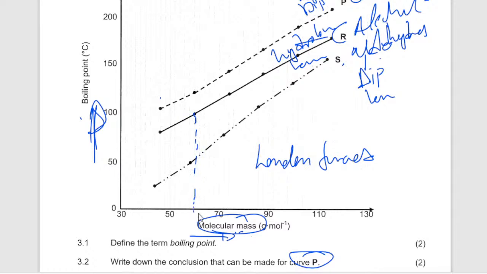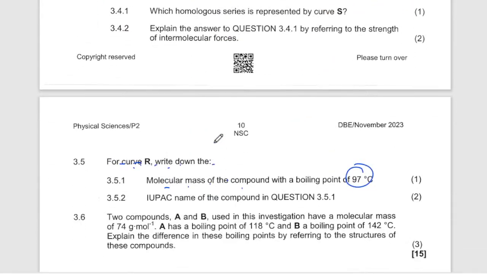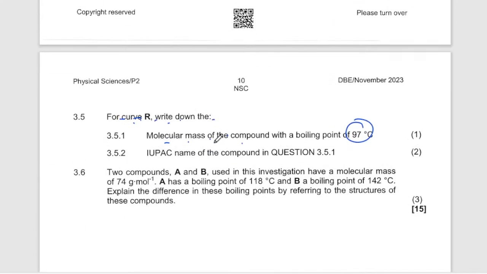Basically, if you check here, it's going to be 50, 70, then automatically it's 60. If you calculate the small boxes, you'll find out that it is 60. So the answer here will become 60, because that's the molecular mass. So the molecular mass is going to be 60. Then the IUPAC name of the compound, this is 2 marks. Where do I get those 2 marks from?